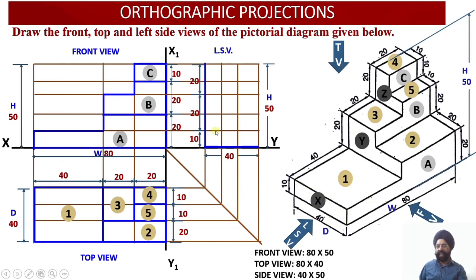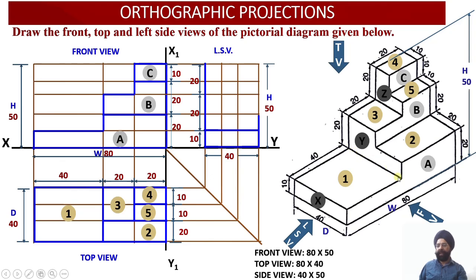Once I darken this edge, please check, through this darkening I have been able to obtain the true shape of the surface X over here. Now next I have got surface Y, which is mounted on top of surface X. Now what is the shape of this surface Y?